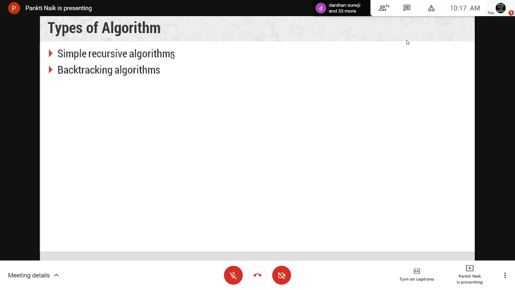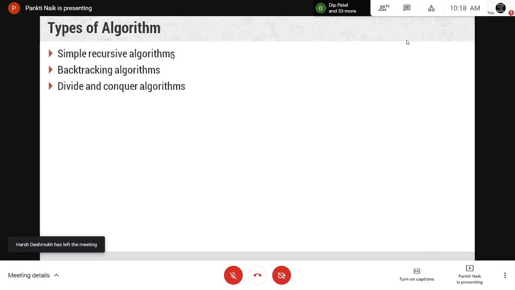Second is backtracking algorithms. Now what is backtracking? Backtracking means after executing the instructions of an algorithm, at the end or at some point of time, if you cannot get the desired output, at that time you have to move to previous steps again, backtrack to previous steps. That is known as backtracking. So another type of algorithm is the backtracking algorithm.